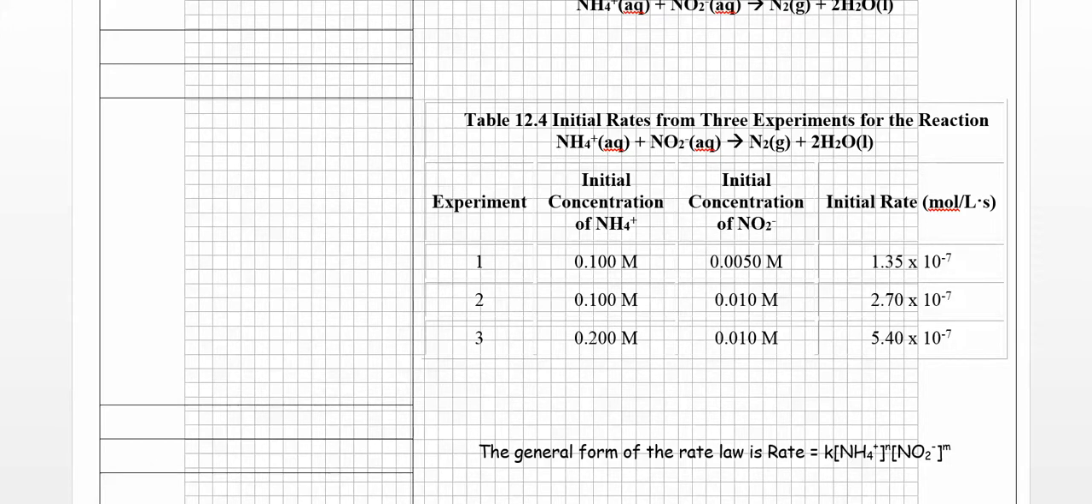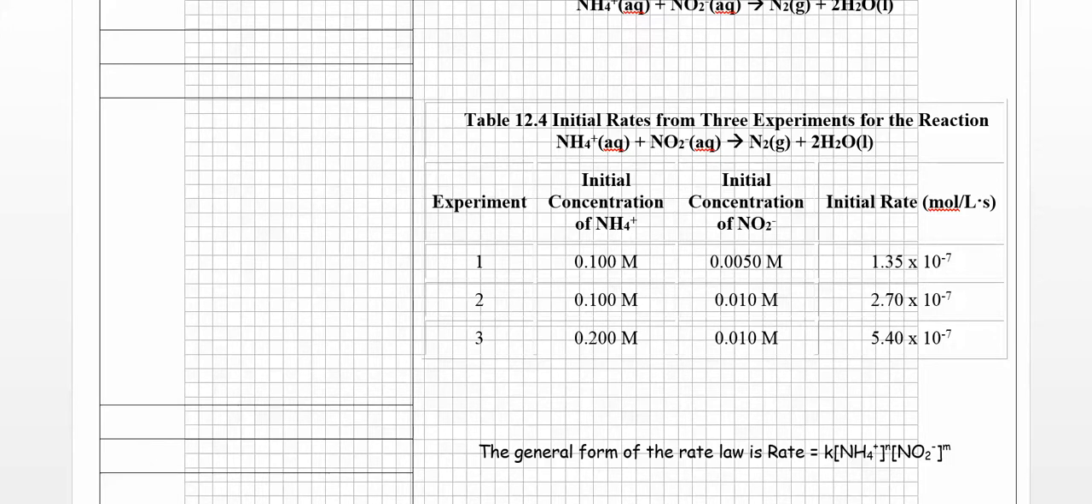All right. So, for example, in the first experiment, we have an initial concentration of 0.100 molar NH4 plus and an initial concentration of NO2 minus of 0.0050 molar. For that combination, we get an initial rate of 1.35 times 10 to the minus 7. And remember that rate is measured in moles per liter per second, or in other words, concentration per second. And we have a second experiment and a third experiment respectively.